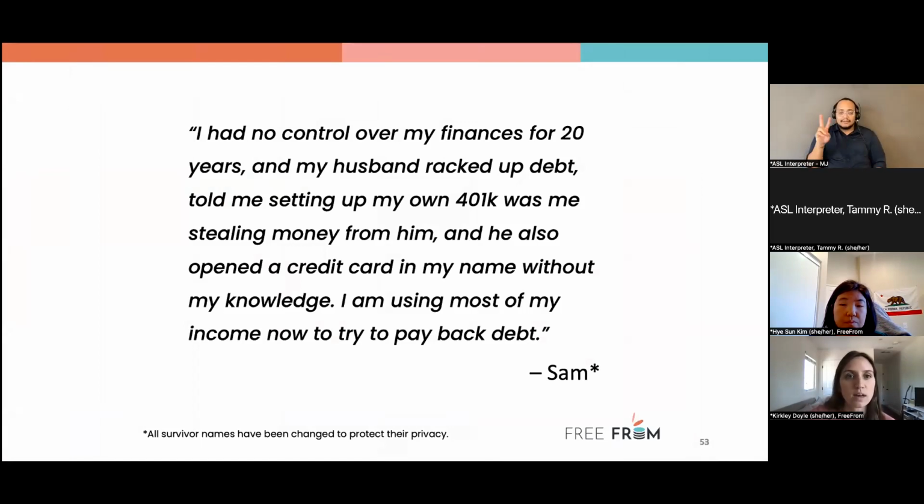So this reads, "I had no control over my finances for 20 years, and my husband racked up debt, told me setting up my own 401k was me stealing money from him. And he also opened a credit card in my name without my knowledge. I'm using most of my income now to try to pay back debt." Next slide.